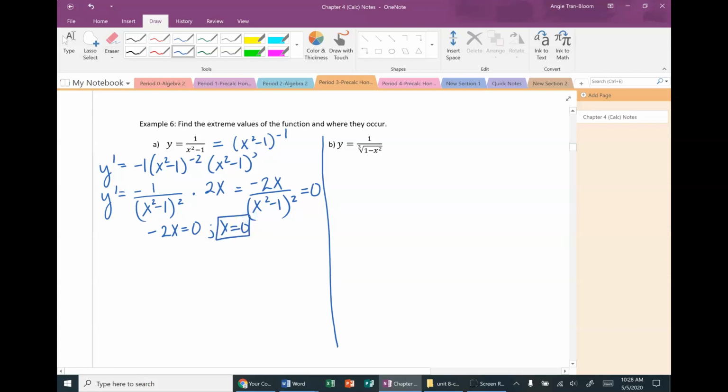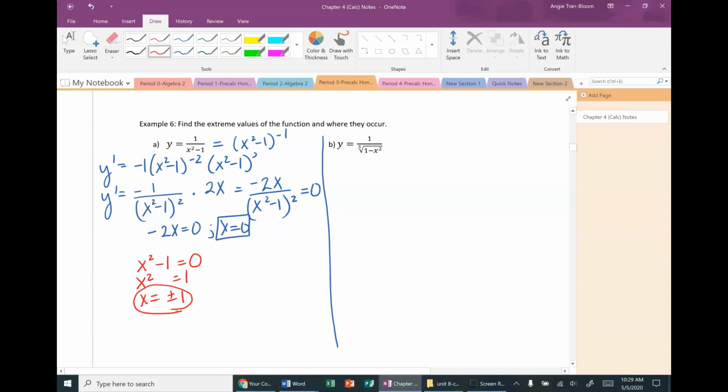Now, we also have to take into account where the derivative doesn't exist. If you look at the denominator, x squared minus 1 quantity squared, what if we take the denominator and set it equal to 0? It's a whole quantity squared, so we don't have to do it twice. So this is x squared equals 1. That means x equals plus or minus 1. These two are where the derivative does not exist.